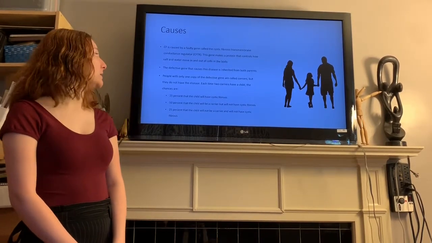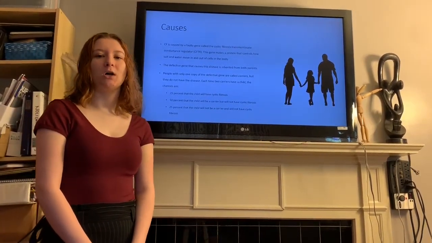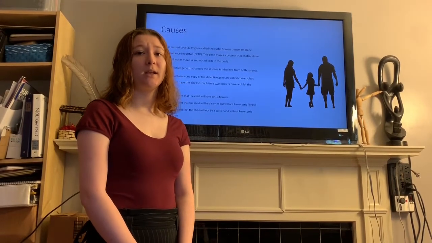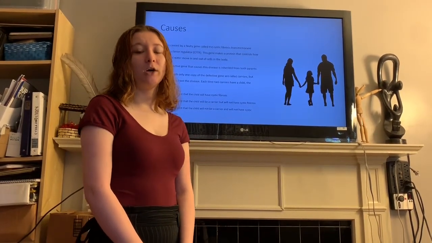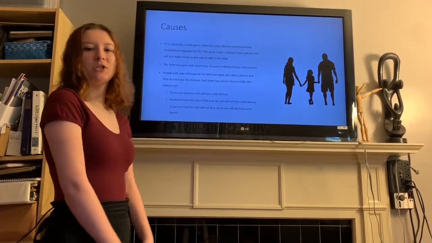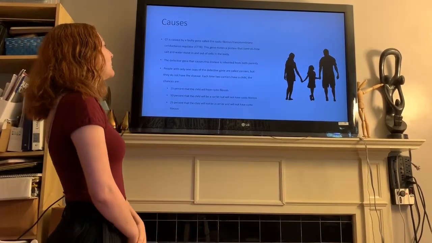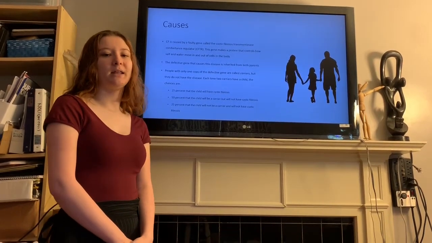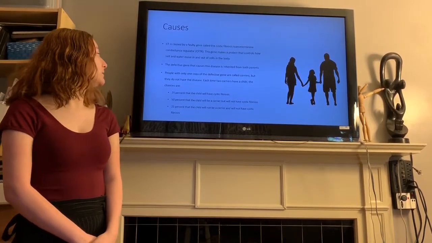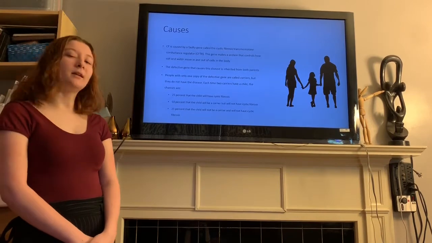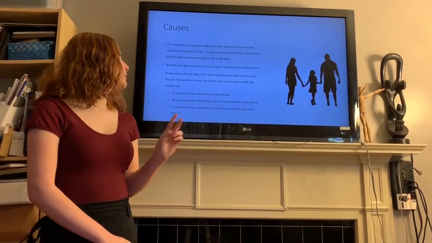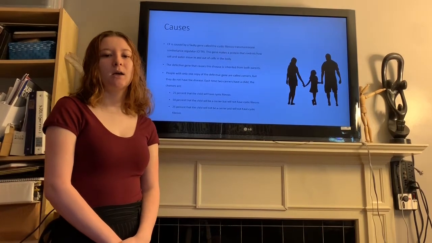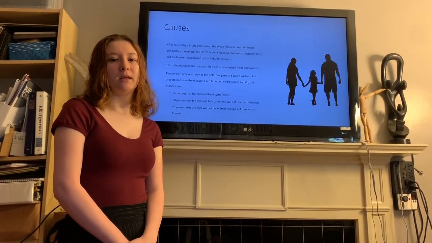So CF is actually caused by a faulty gene called the Cystic Fibrosis Transmembrane Conductance Regulator, CFTR for short. The gene makes a protein that controls how salt and water move in and out of our cells in the body. The defective gene that causes this disease is inherited from both parents. People with only one copy of the defective gene are called carriers, but they do not have the disease.